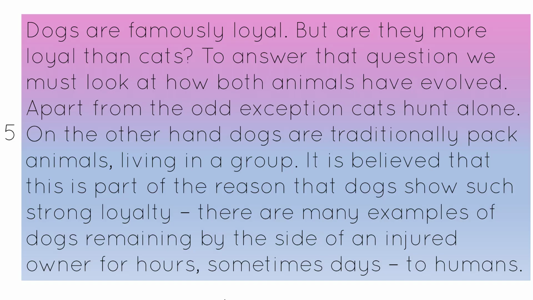I'll read this text out to you before I show you the question. Dogs are famously loyal, but are they more loyal than cats? To answer that question, we must look at how both animals have evolved. Apart from the odd exception, cats hunt alone. On the other hand, dogs are traditionally pack animals, living in a group. It is believed that this is part of the reason that dogs show such strong loyalty. There are many examples of dogs remaining by the side of an injured owner for hours, sometimes days, to humans.